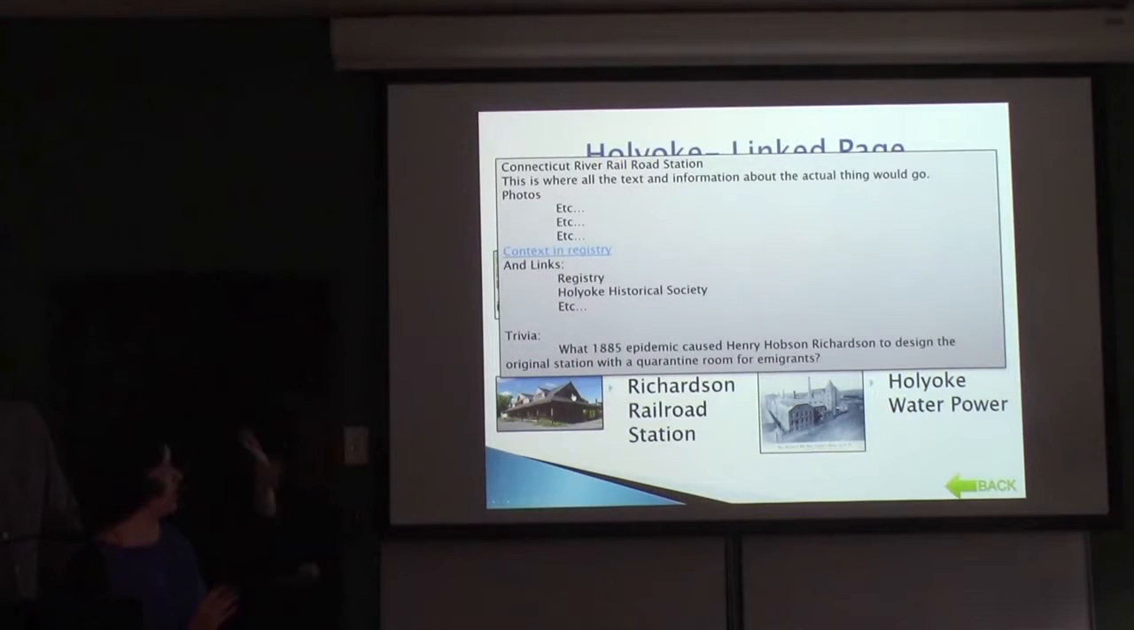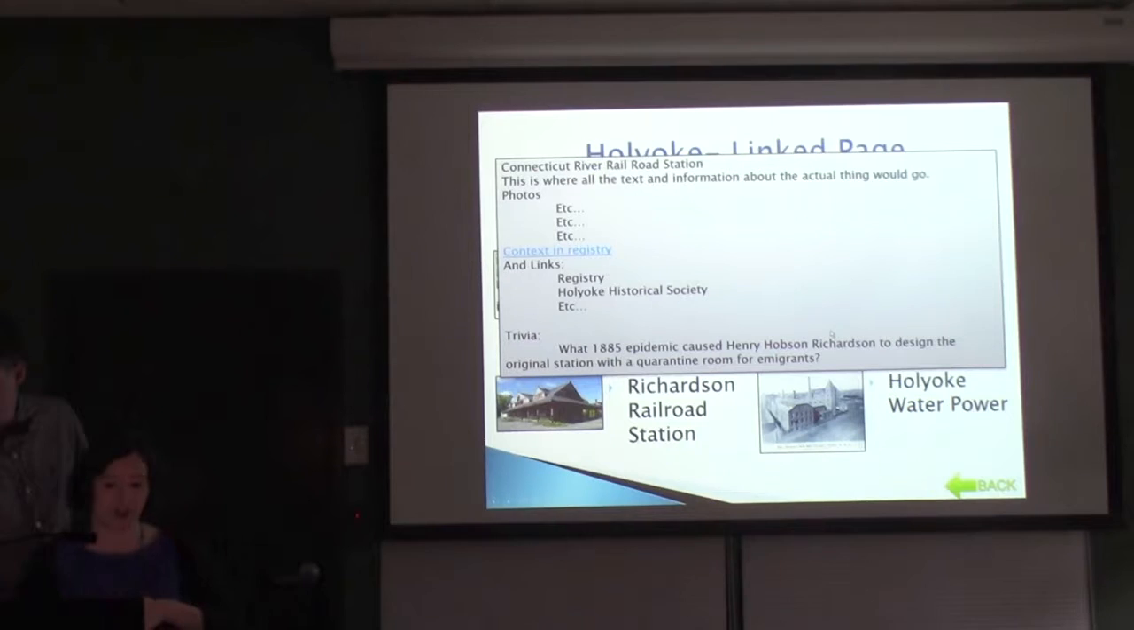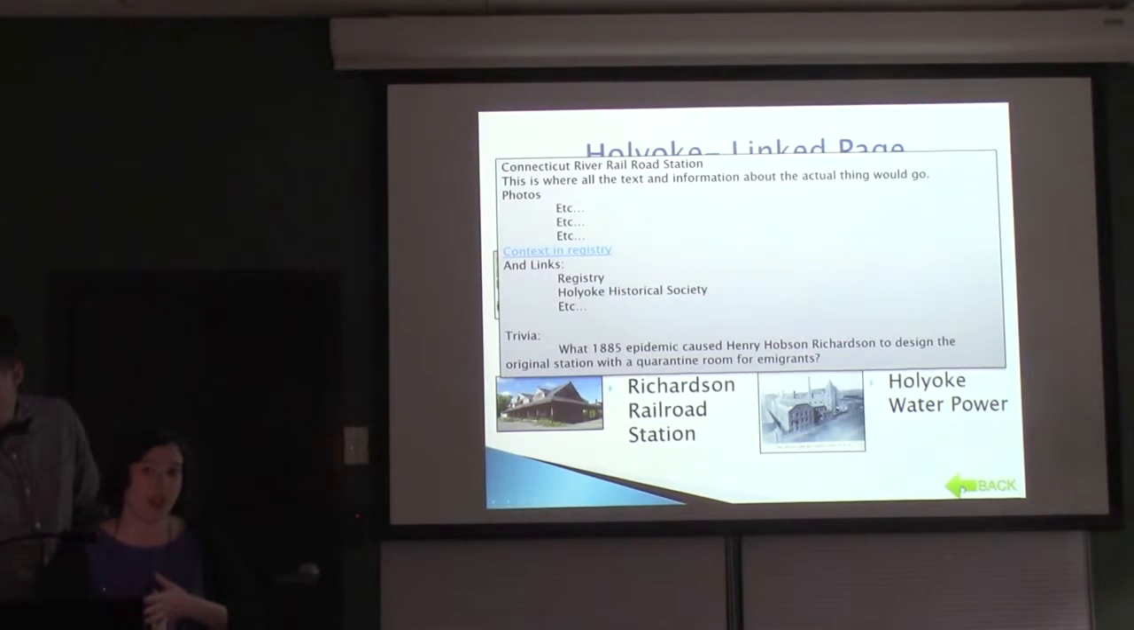we also just did a smaller framework for the Connecticut River Railroad Station, otherwise known as Richardson Station. And we also included a little trivia question. For example, what 1885 epidemic caused the designer to design the original station with a quarantine room for immigrants? Fun fact, the answer is smallpox.